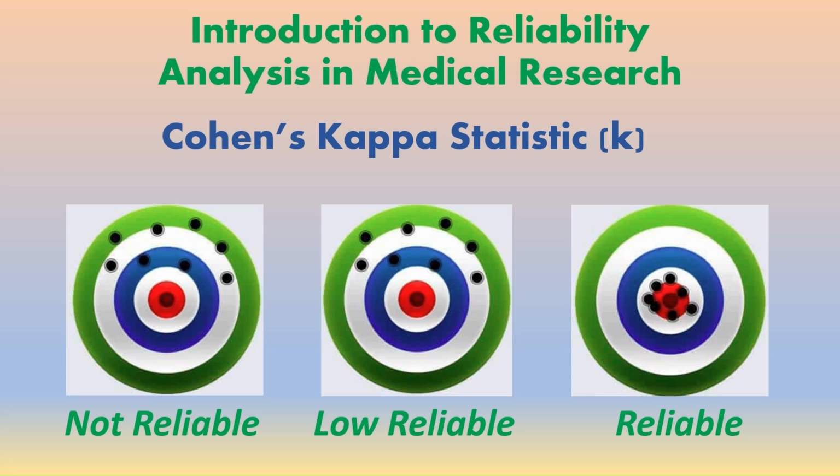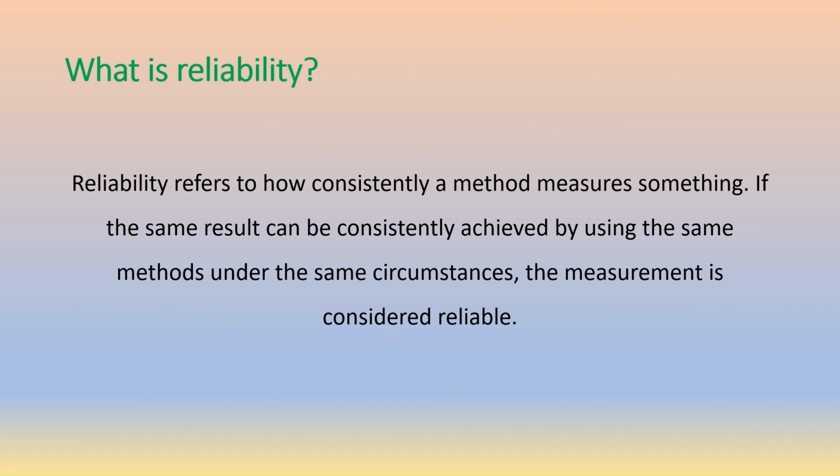Today we will study reliability analysis, which is a very important concept in medical research because before using any instrument, scale, or diagnostic method, we must know whether it gives consistent results. What is reliability? Reliability refers to how consistently a method measures something. If the same results can be consistently achieved by using the same method under the same circumstances, the measurement is considered reliable.